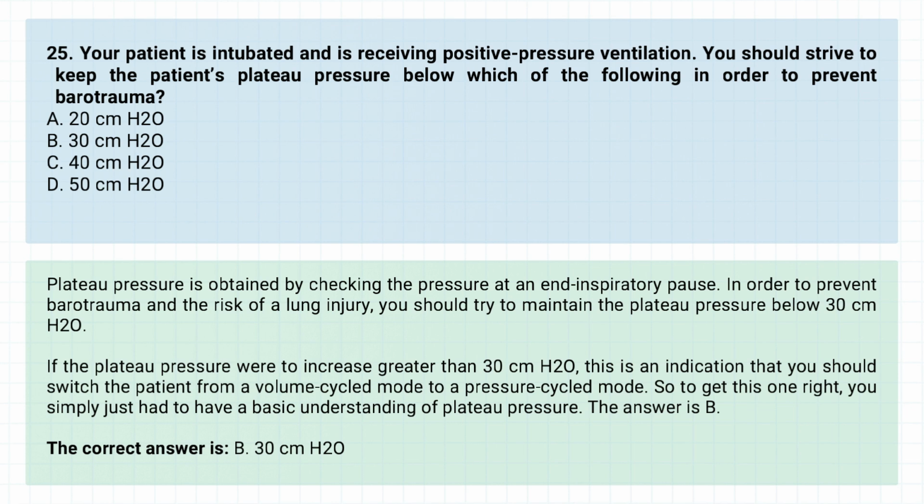Plateau pressure is obtained by checking the pressure at an end-expiratory pause. In order to prevent barotrauma and the risk of a lung injury, you should try to maintain the plateau pressure below 30 centimeters of water pressure. If the plateau pressure were to increase greater than 30, this is an indication that you should switch the patient from a volume cycled mode to a pressure cycled mode. So, to get this one right, you simply just had to have a basic understanding of plateau pressure. The correct answer is B. 30 centimeters of water pressure.